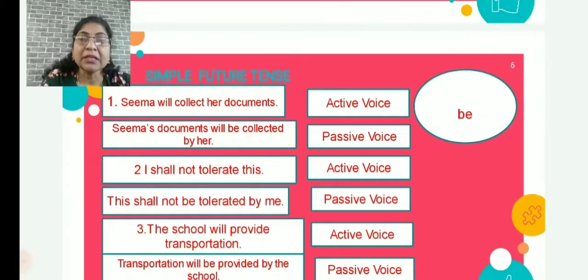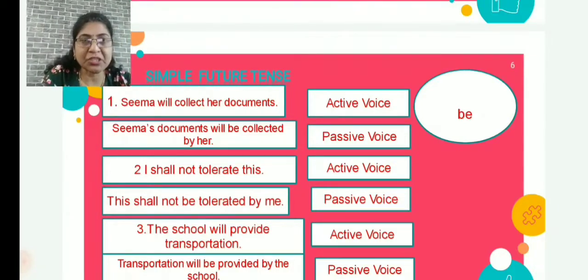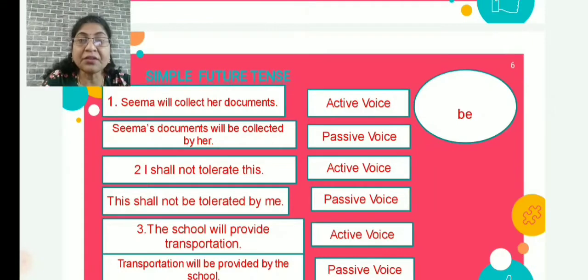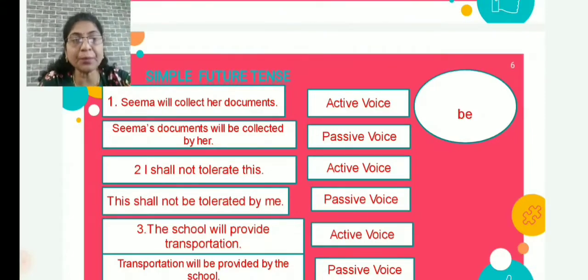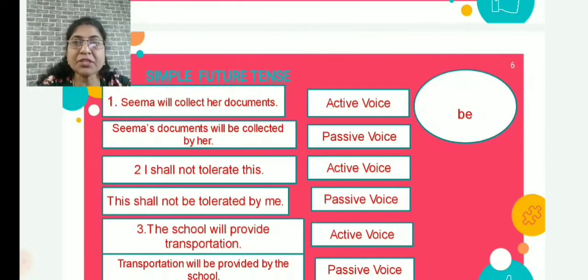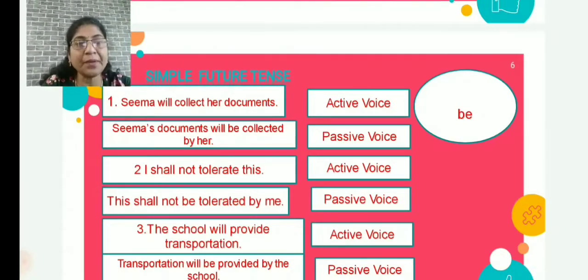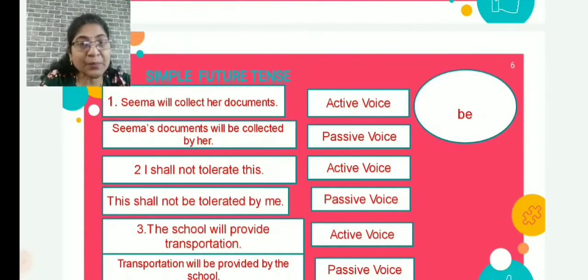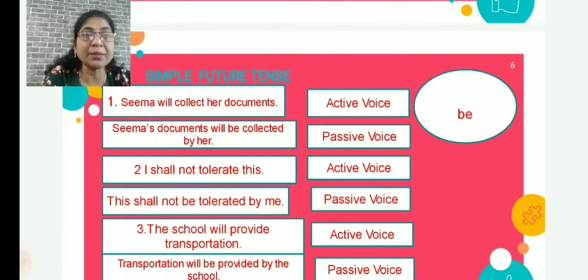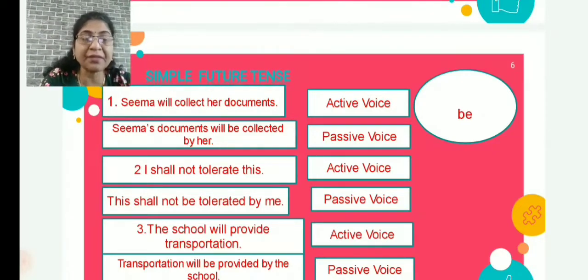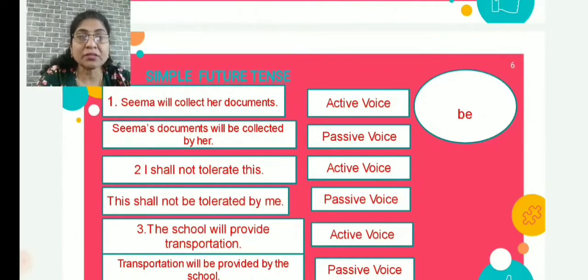Third example: The school will provide transportation. The school is the doer in the sentence, will is the supportive verb, provide is the action verb, and transportation is the object. Now, transportation will be provided by the school. Transportation, the object, has come in the place of the subject, will be provided, the past participle, by the school. So here again what we learn is that the formation is the same, that means only the word be is added. So always remember that when we change simple future tense into passive voice, the word be is added.